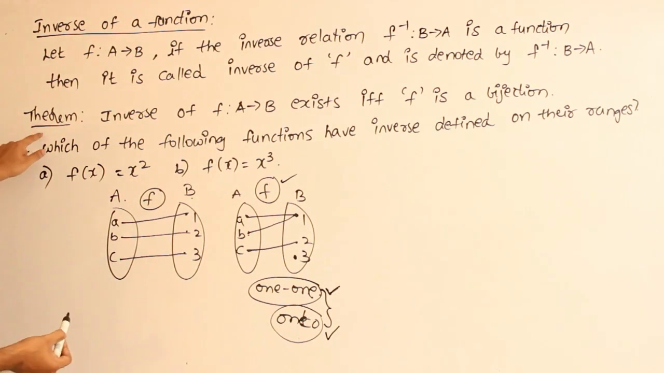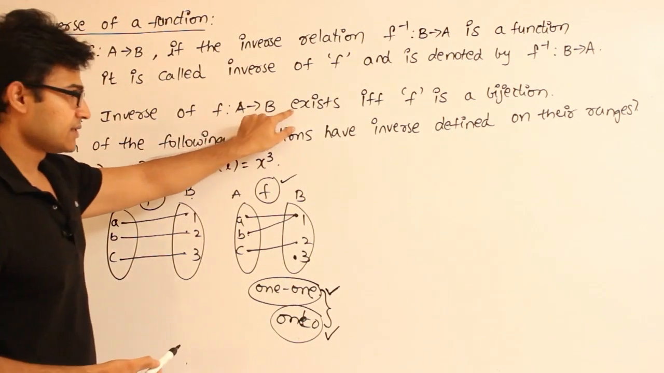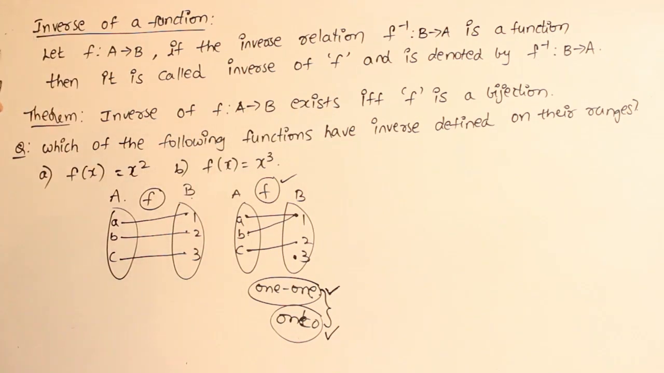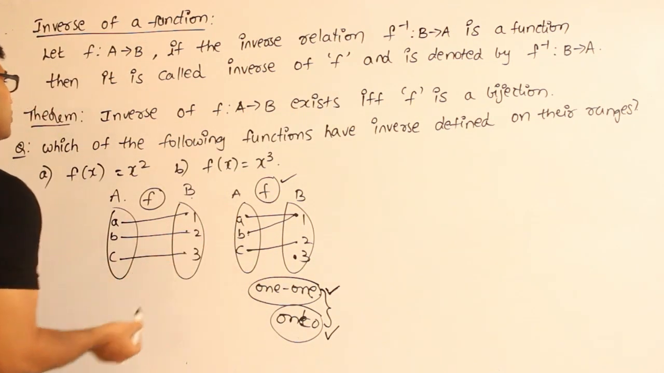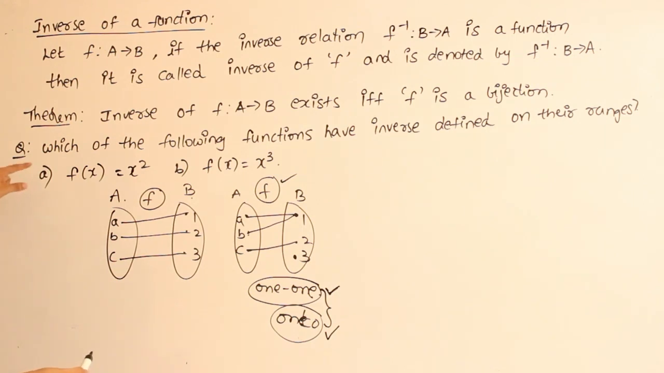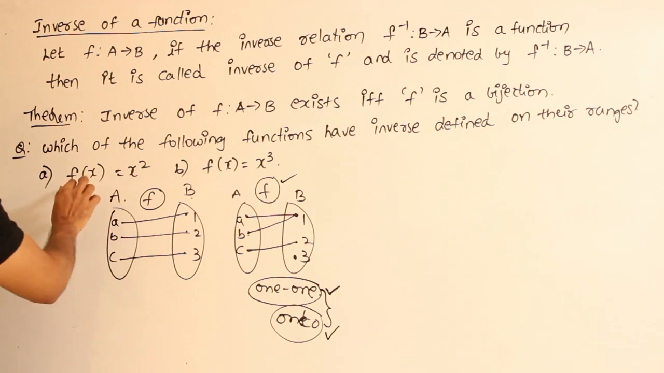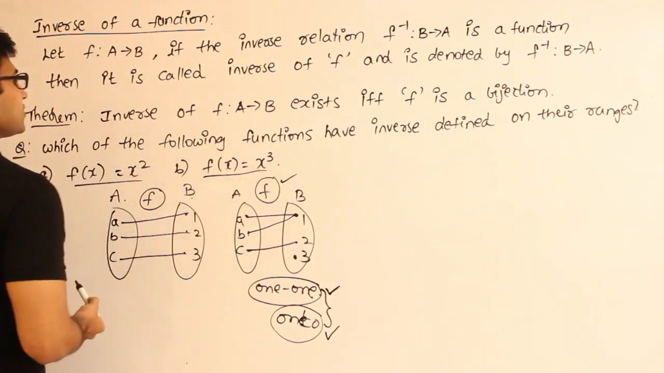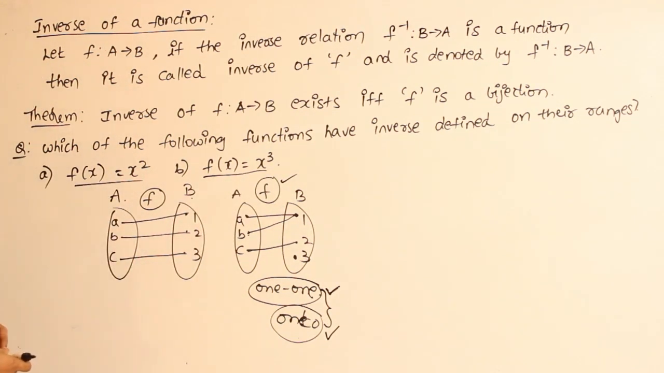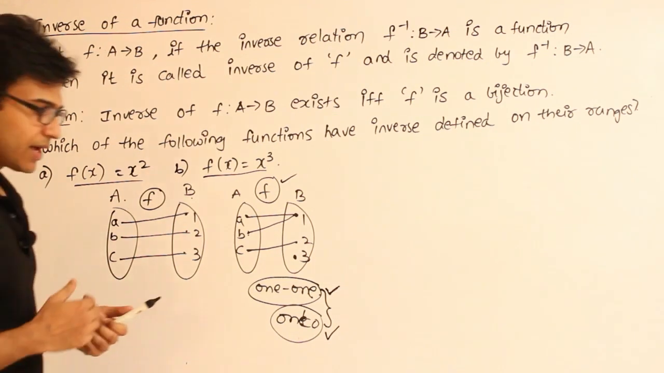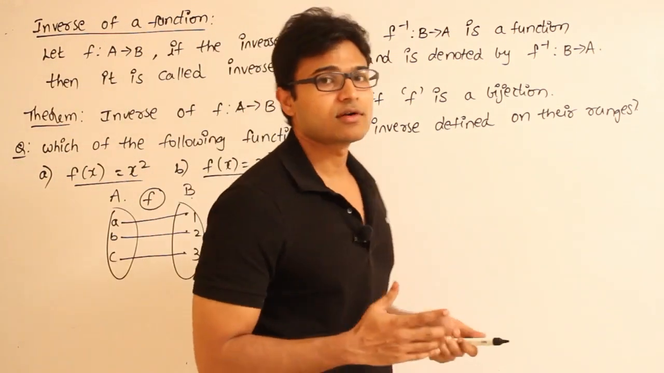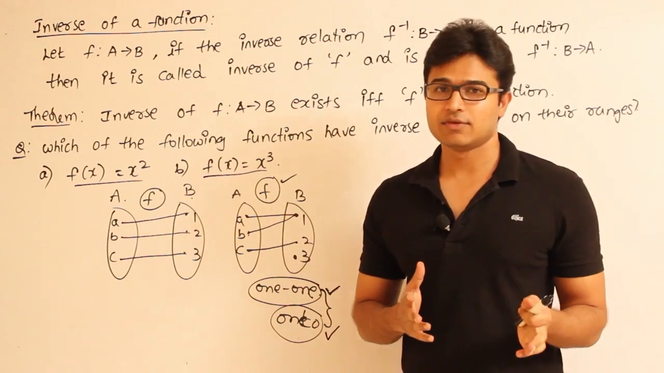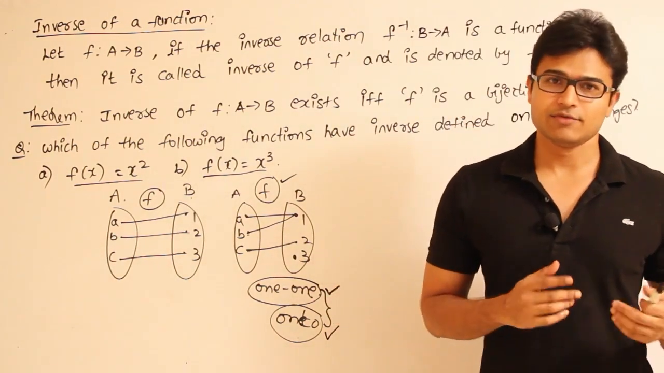See this theorem: the inverse of a function f exists if f is a bijection. Bijection means it is both one-one and onto. Some questions are possible like this: which of the following will have an inverse? f(x) is defined as x square, and f(x) is defined as x cube. Which one of these will have an inverse existing? In order to answer this, you should find out which of these are bijections. If you can find out if they are bijections, you can say that the inverse exists.